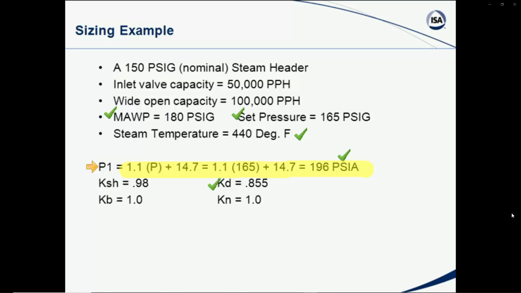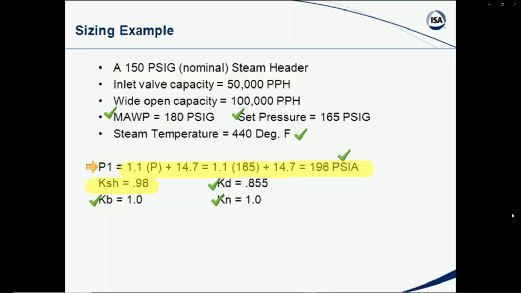This is a K sub D, 0.855. Napier factor doesn't enter into it at all. Back pressure doesn't enter into it at all. In this particular case, they gave us a correction factor of 0.98 for the superheated steam. So this is where we get all of our information, all of our points from.